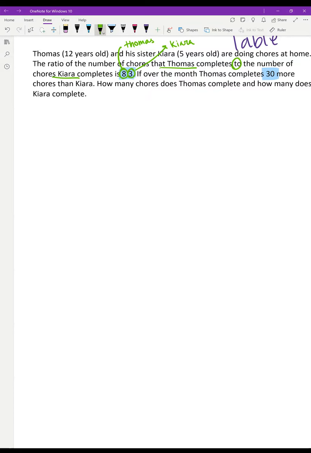And now let's figure out what in the world this 30 is talking about. So let's read the statement. If over the month Thomas completes 30 more chores than Kiara, so that means this is going to be 30 more. So again, with our table, we're going to take all 3 of these topics and make a table with them. So I got T for Thomas, K for Kiara, and M for more.